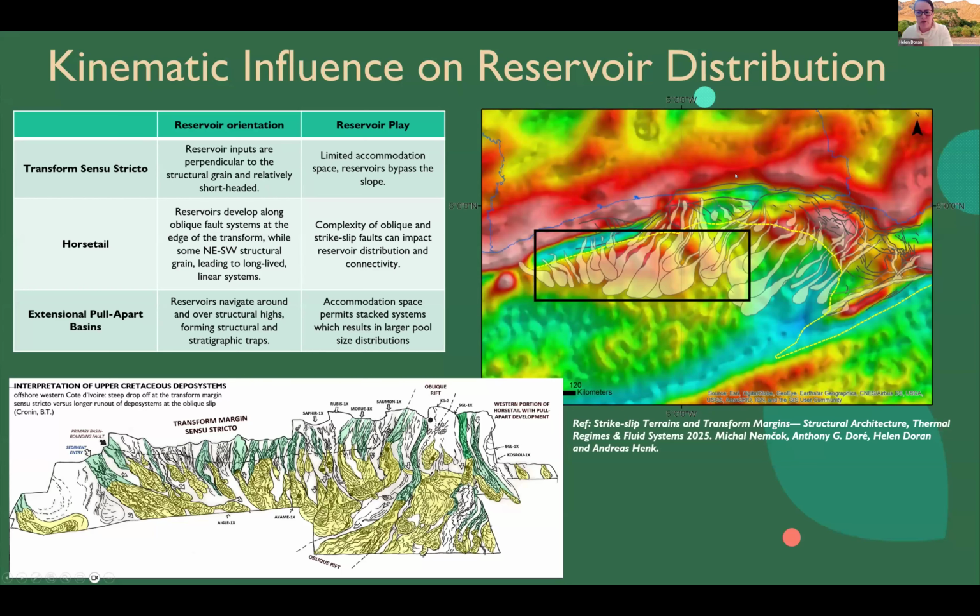And when we move further eastwards into the extensional portion of the margin, reservoirs navigate around and over these structural highs. So from the map, we can see that all the reservoirs that are sourced from these multiple entry points throughout the transform actually start to converge on the area of negatively buoyant oceanic crust. And this is very familiar in many transform margins, both here in the Tano and Ivorian, and very similar in the offshore area of the Guyana transform margin.